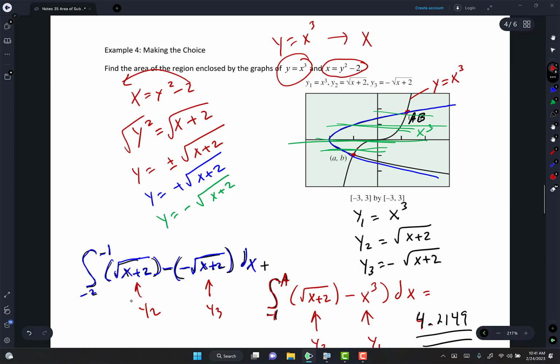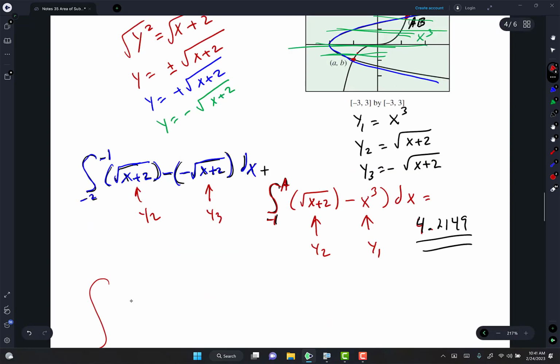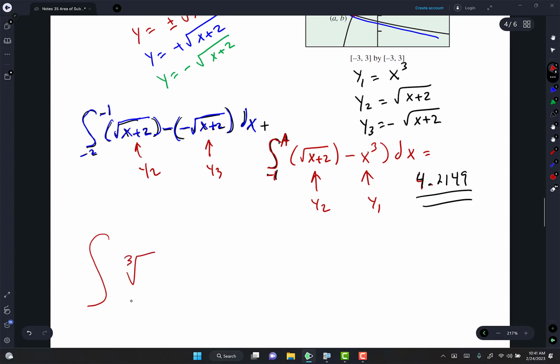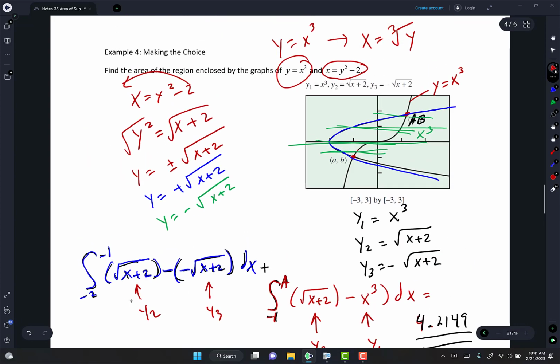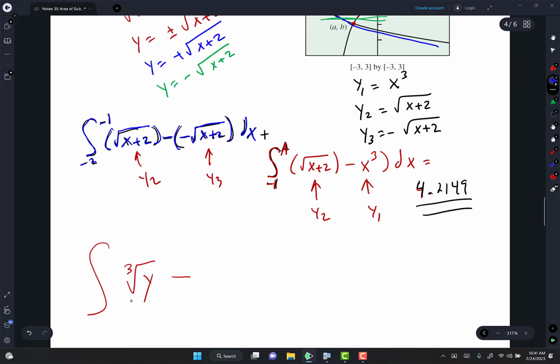So that means that x equals the cube root of y. Does that make sense? So that's what I'm going to type in here. The cube root of y minus this curve in blue was already given to us right here, guys. That's y squared minus 2. Minus, parenthesis, y squared minus 2. Close, and then put a dy.